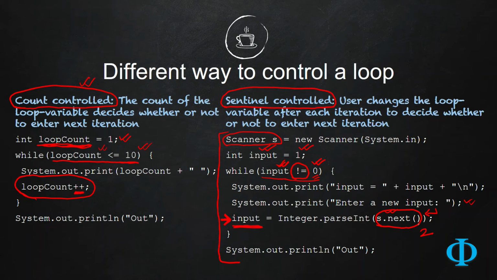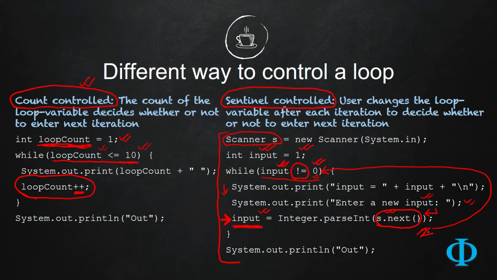So 2 will be assigned inside this input. So with this value 2, the while loop will go to this condition over here. So it will check whether 2 not equals 0 or not. So of course 2 is not equal 0, so it will come inside the while loop and the while loop will execute again, and then again it will ask the user to enter another new input.